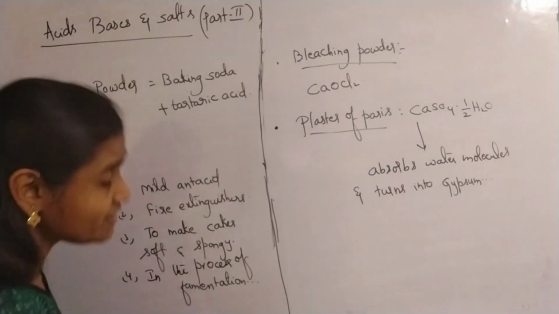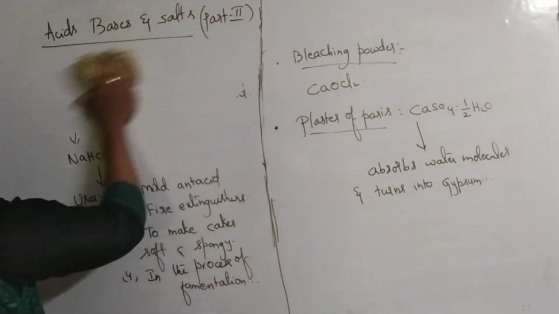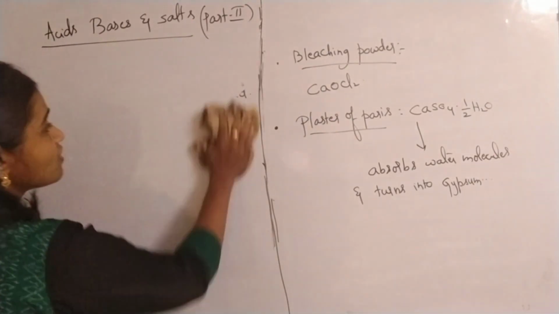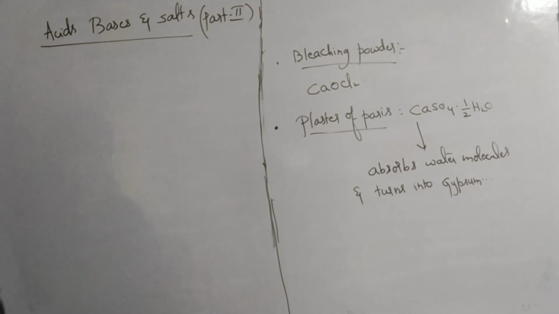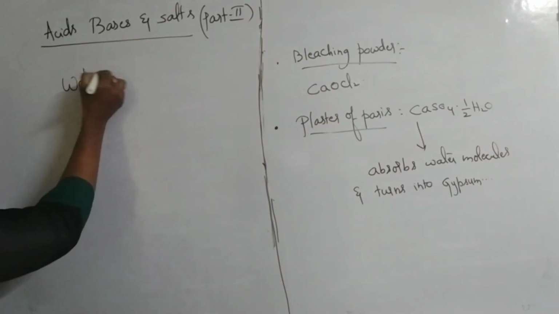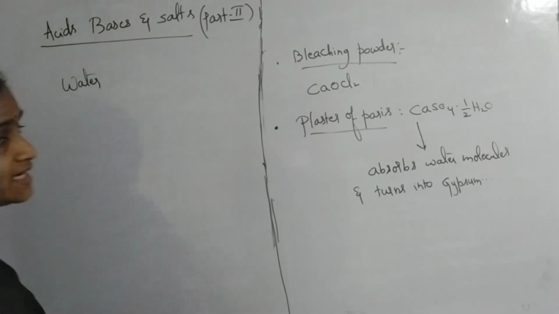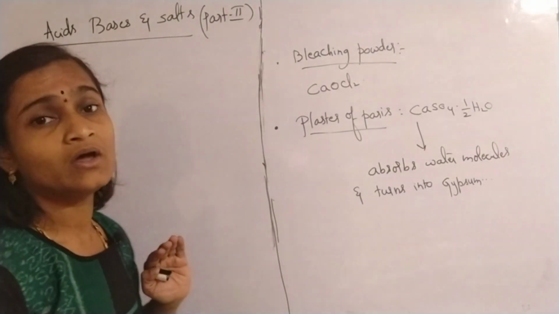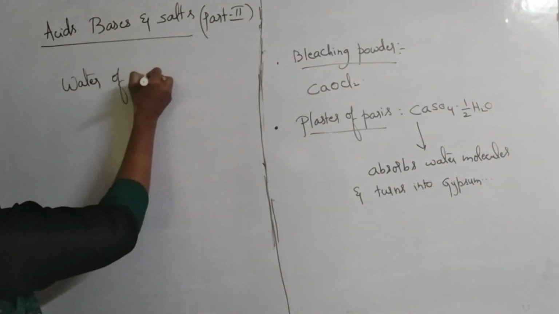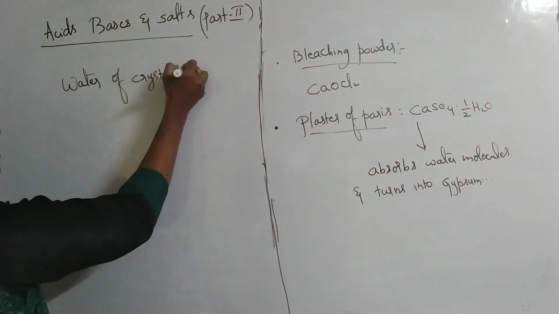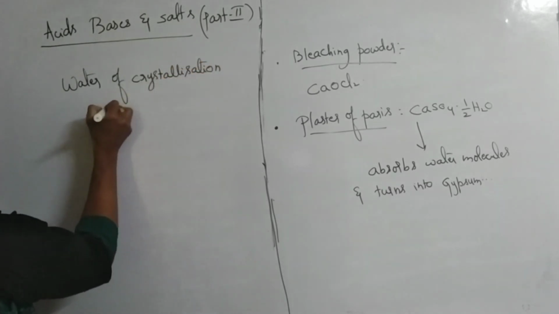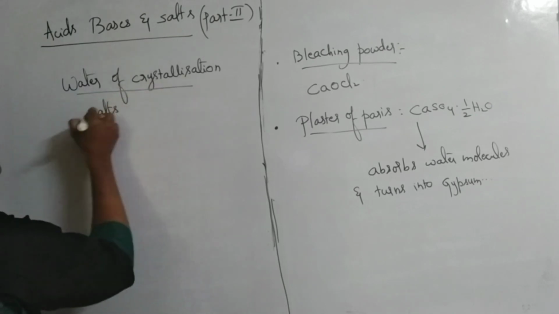Finally, we move on to water of crystallization salts. What are the different salts of water of crystallization? There are certain salts which absorb water molecules from the atmosphere but do not turn into liquid state. They remain in powdered state only. These are water of crystallization salts.